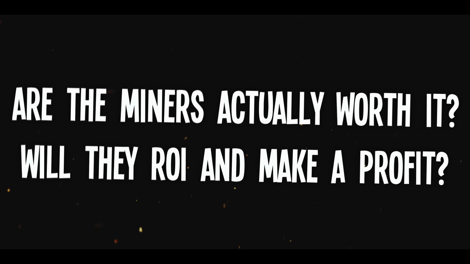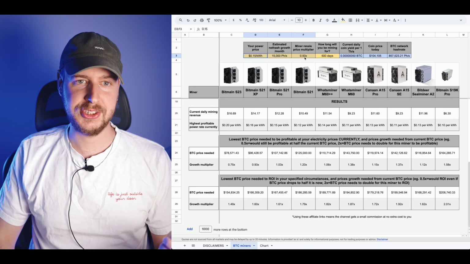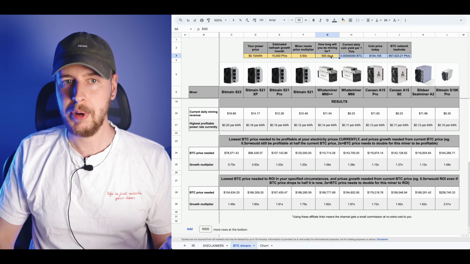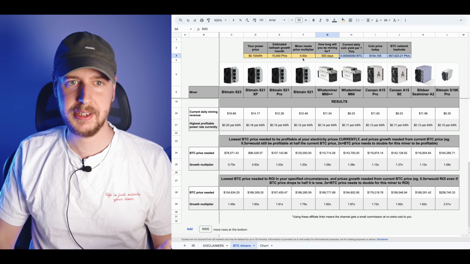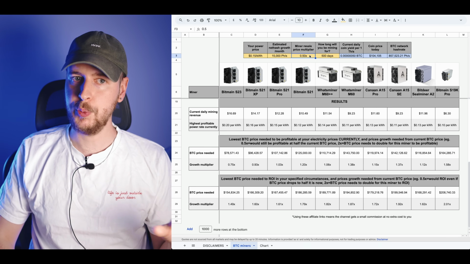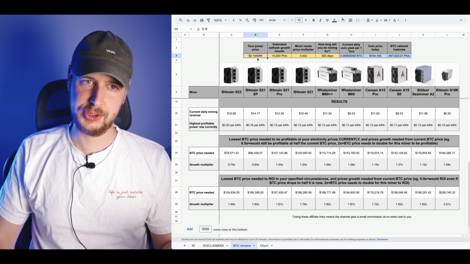And finally, before we wrap up here, I want to cover this, which is the lowest Bitcoin price needed for you to ROI with these miners. And that is, of course, based on the circumstances that you have input here. So mine for what I've put here, 500 days, you might want to increase or lower that amount. Selling the miner for half of what you bought it for, this amount of net hash growth per month, and of course, your power price here.